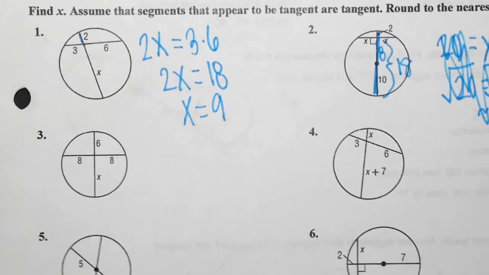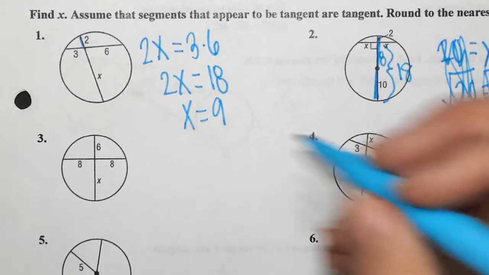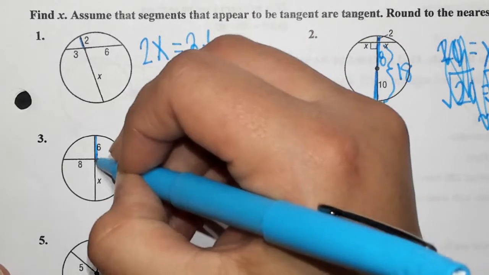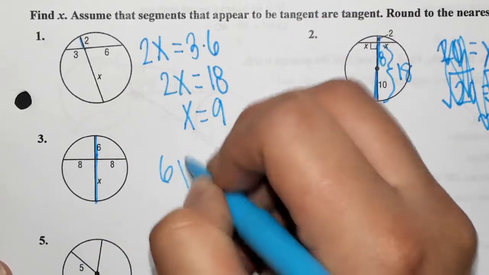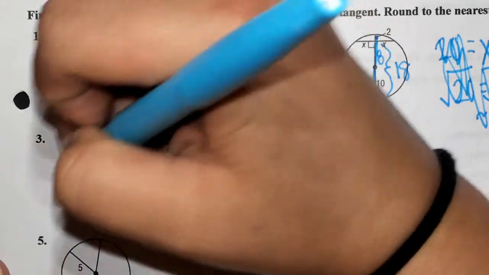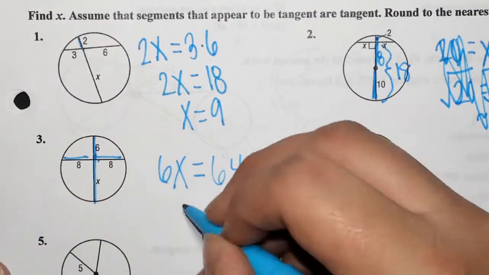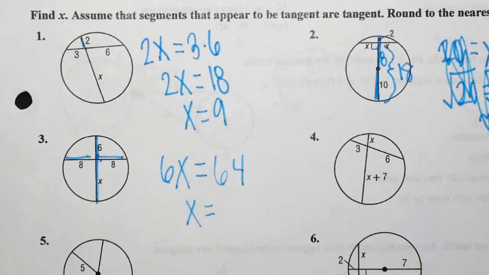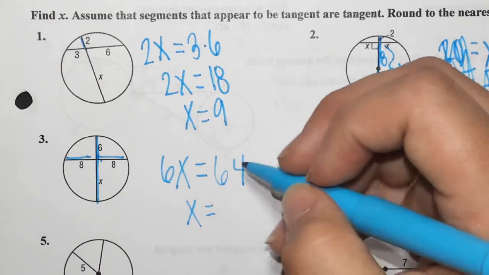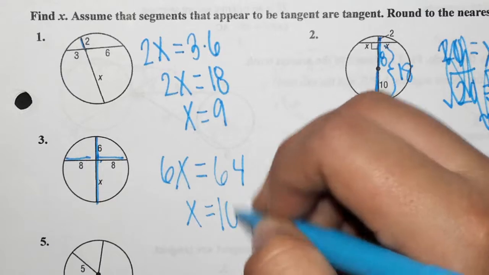Okay, number 3. This piece is 6, this piece is X, so 6X is equal to 8 times 8, which is 64. Solve for X.